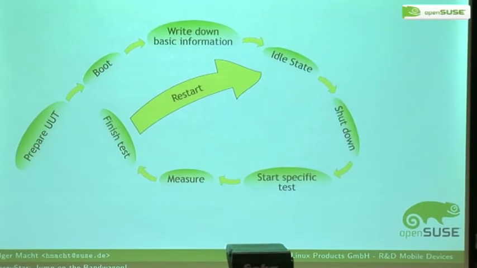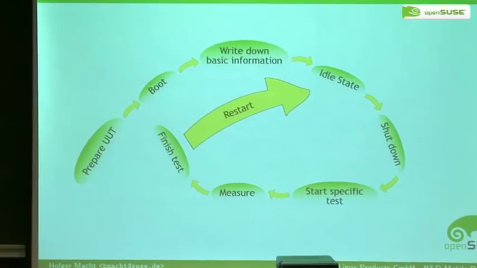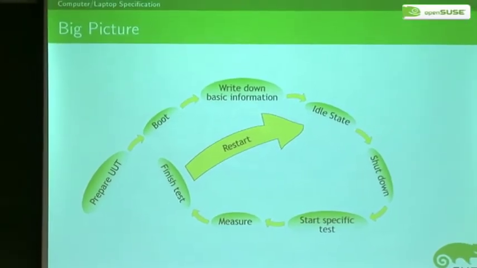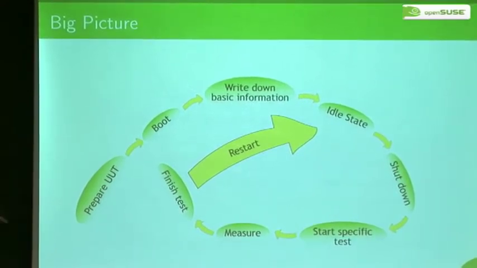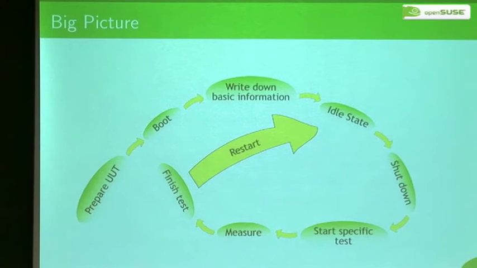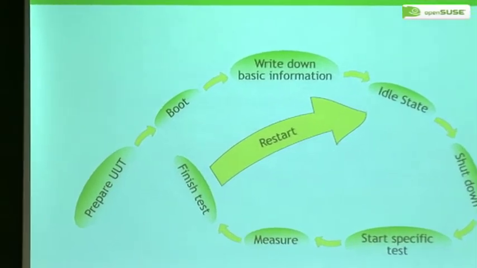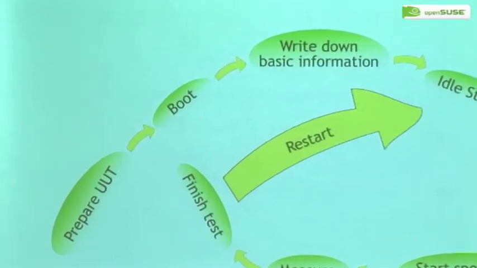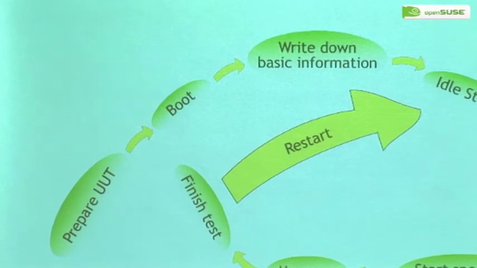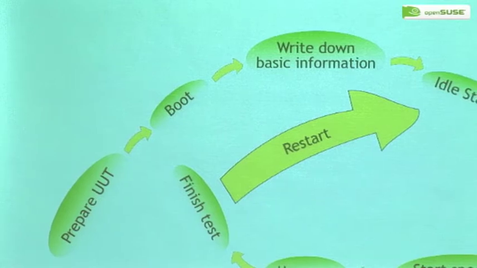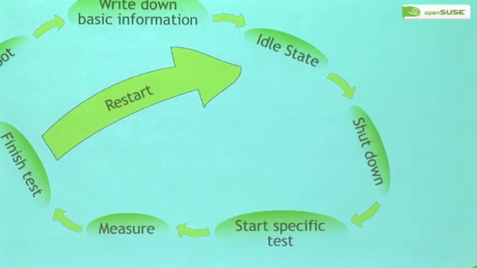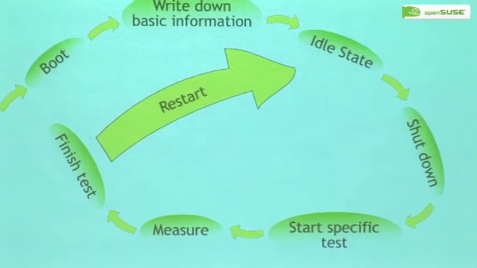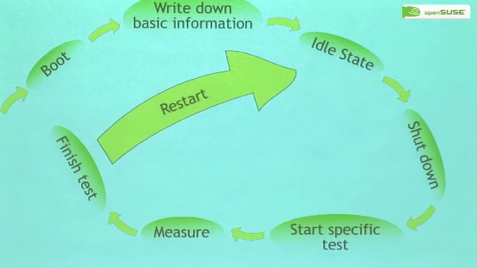So that's just another picture, to illustrate the workflow of the test. You first prepare the UUT, the specification refers to the unit under test as UUT all the time. Then you boot, you write down the system information, then you wait until the idle state is reached. You shut the system down, and then you start one specific test, you wait until it's finished, and then you restart all over again from the idle state.